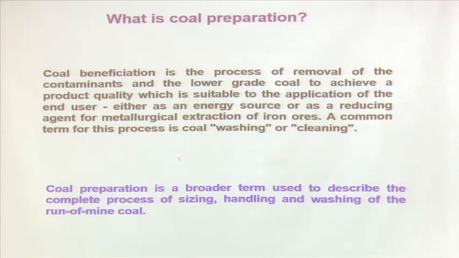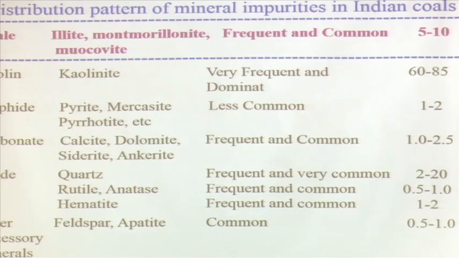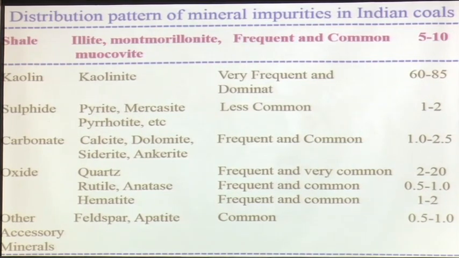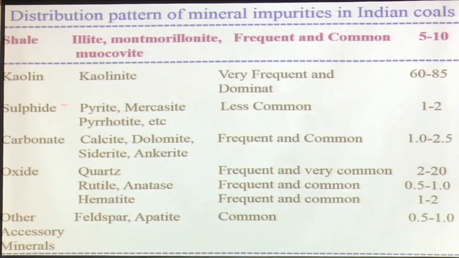So, coal preparation actually includes sizing, handling and washing of the run of mine coal. Okay. Run of mine means whatever you have got directly from the mine. Now, if you look at the mineral impurities in Indian coals, normally you get shale material, that is illite, montmorillonite, muscovite, like that, around 5 to 10%, but you have got clayey components, that is kaolin, very frequent and dominant, around 60 to 85%.